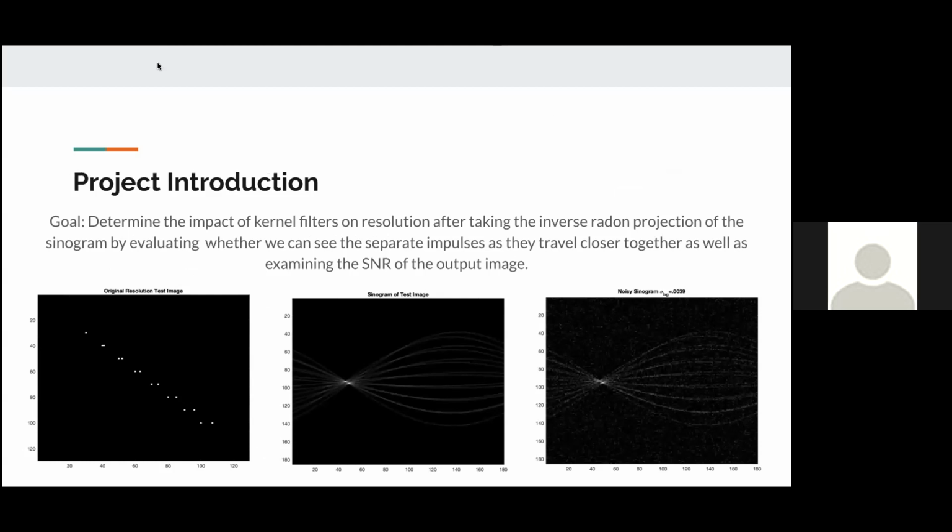So for our project, we created an image in MATLAB with two impulses that move closer together until they are at the same position as seen in the first picture on the left. We created a sinogram of this image with Gaussian background noise as seen in the third image, and then took the inverse radon projection, which is the filtered back projection. We then took the profiles through every pair of pixels for each filter, and then determined at what distance we were unable to differentiate the two different impulses. We also examined the signal-to-noise ratio. We then concluded which filter provided the best resolution.